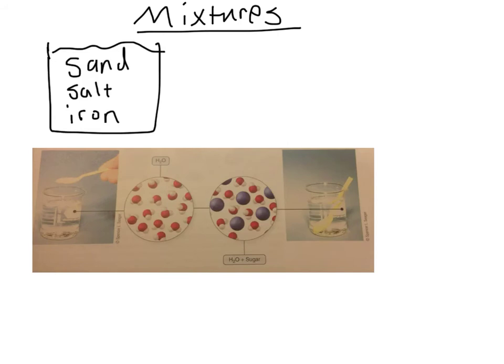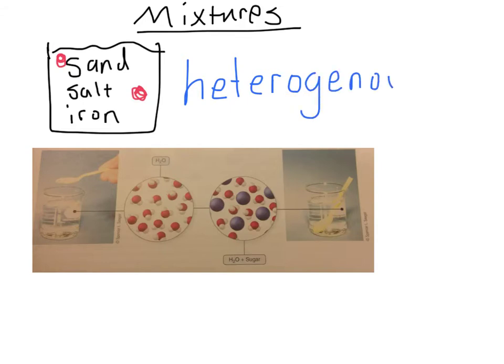Okay, there are two types of mixtures. The last one we were talking about with the sand, salt, and iron. If I had a mix and I took a sample, say right here, and I took another sample and it was right here, those two samples would be different. They'd have different amounts of sand, different amounts of salt, different amounts of iron. Because of that, that type of mixture is what we call heterogeneous, meaning different throughout. It's still a mixture, but it is heterogeneous.